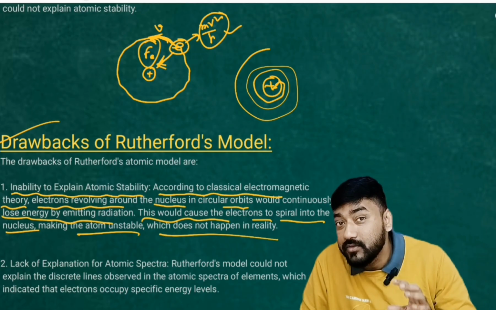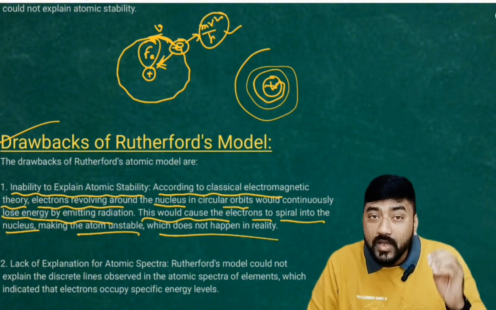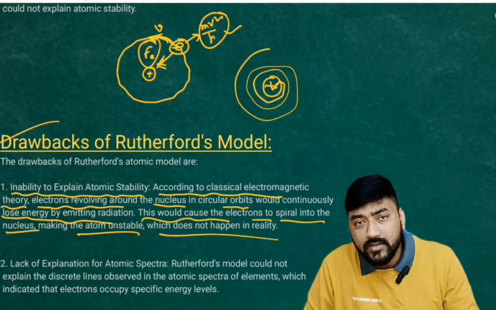But in reality ऐसा नहीं होता है. इलेक्ट्रॉन स्टेबल होता है, इलेक्ट्रॉन रिवॉल्व करता है और वो स्टेबल भी होता है. But Rutherford's atomic model cannot explain that thing.